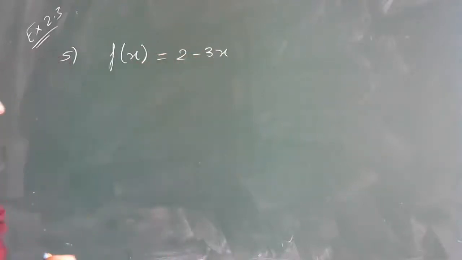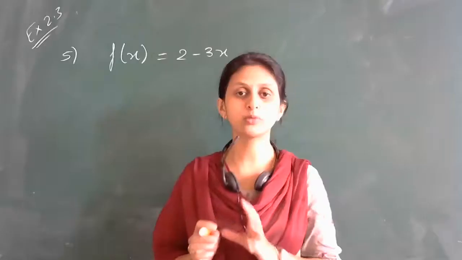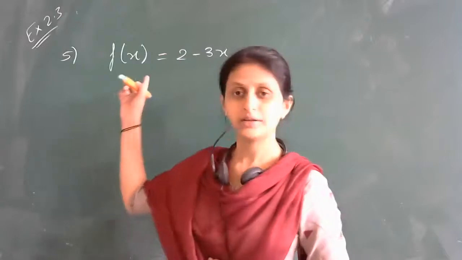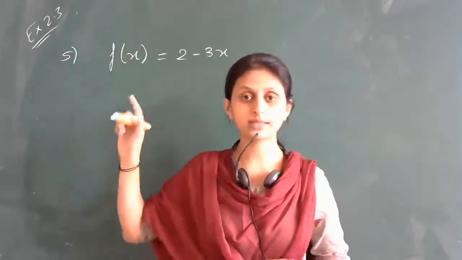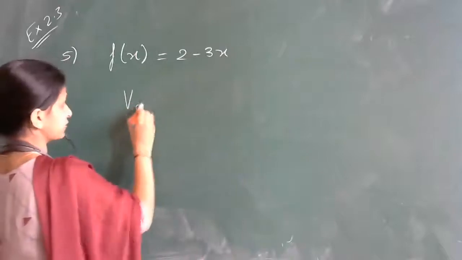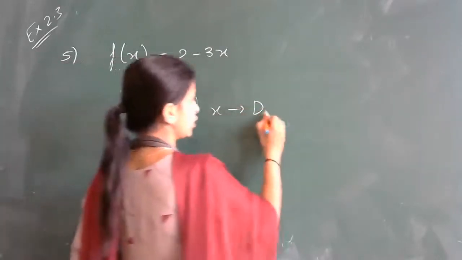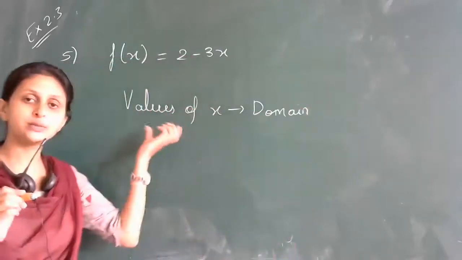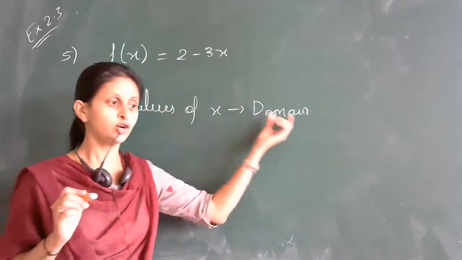Students, we know the definition of domain and range, right? What is domain? All permissible inputs are domain. Here in this function, all values of x are nothing but domain. Please make the difference. All values of x means we are going to take all permissible inputs, those are values of x, and that is nothing but domain.